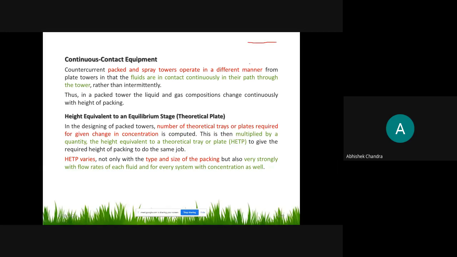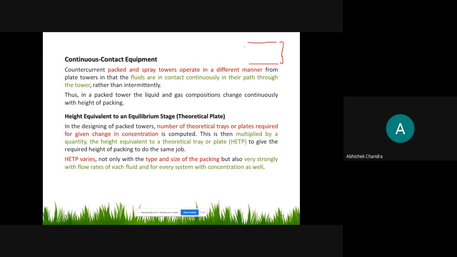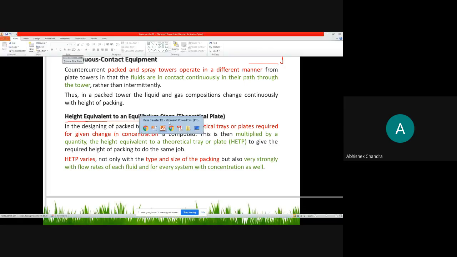That is, this represents the distance between the two plates. That is, this is the distance between the two plates in the tray tower. So this distance is approximated in the packed tower with the help of this method. This is known as the height equivalent to an equilibrium stage, and this is any theoretical plate.